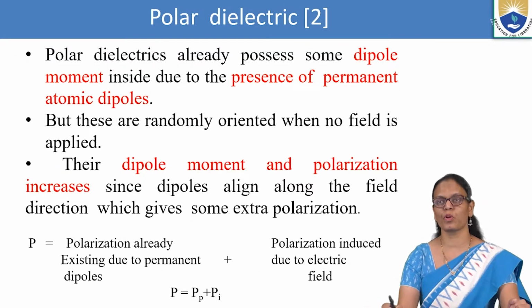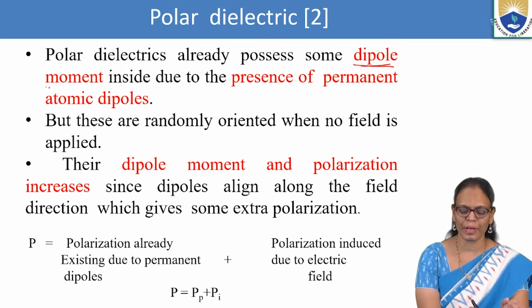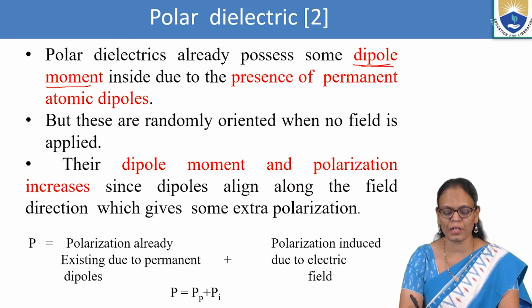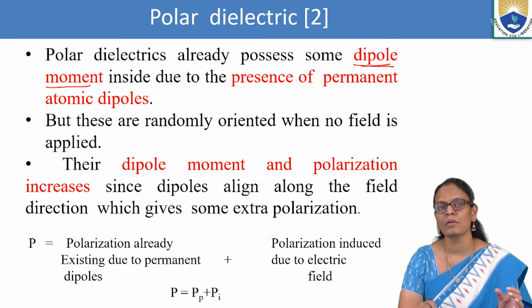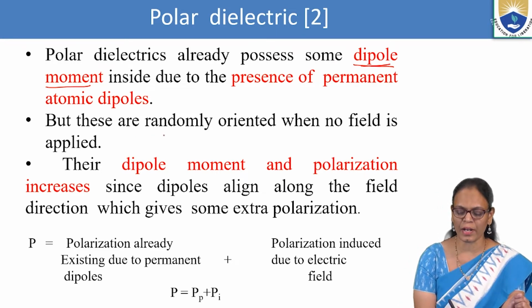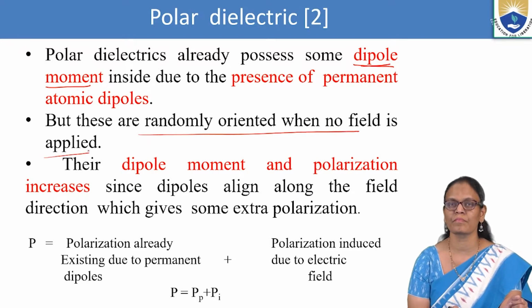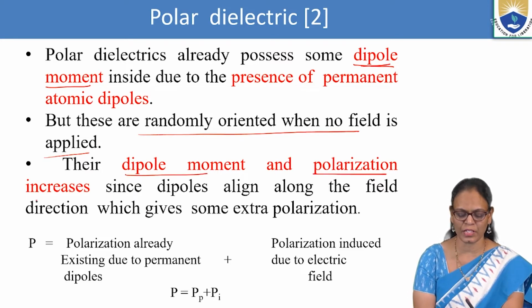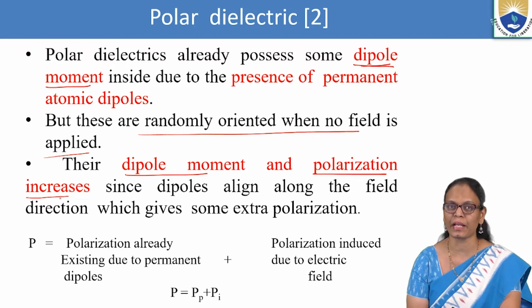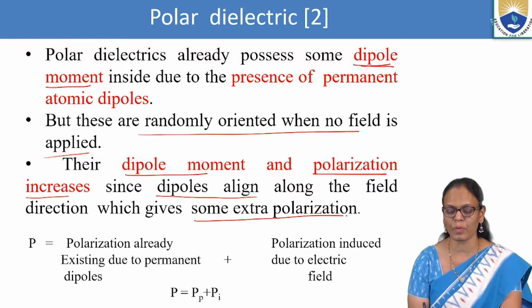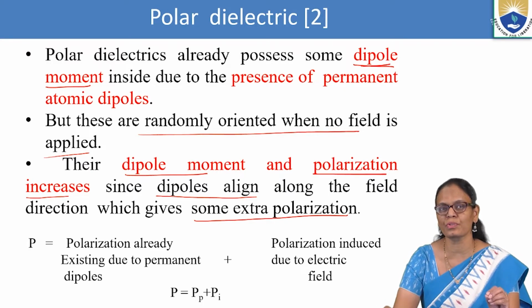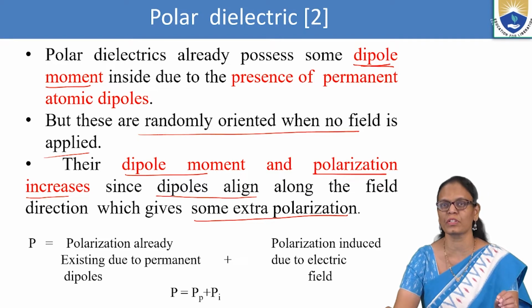So they possess some dipole moment inside due to the presence of permanent atomic dipoles. What we need to understand about a polar dielectric is they possess some dipole moment due to the presence of permanent dipoles, and these are randomly oriented when no field is applied, and they align themselves when an electric field is applied, and the dipole moment and polarization will increase when an electric field is applied. Why does it increase? Because the dipoles start aligning in the direction which gives some extra polarization. This extra polarization is due to the alignment of the dipoles in the direction of the applied field.